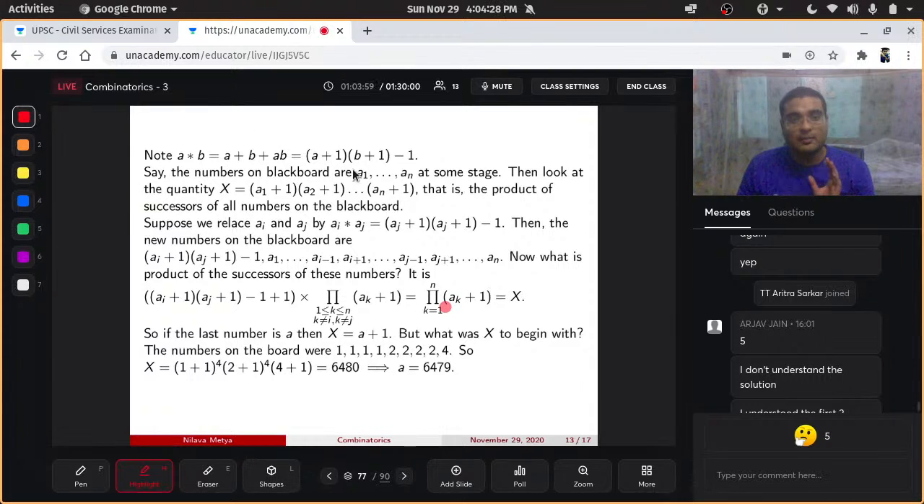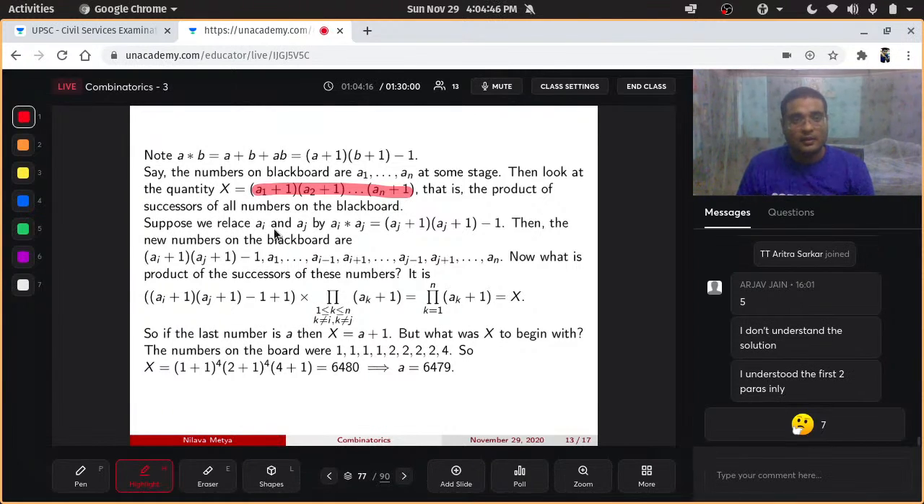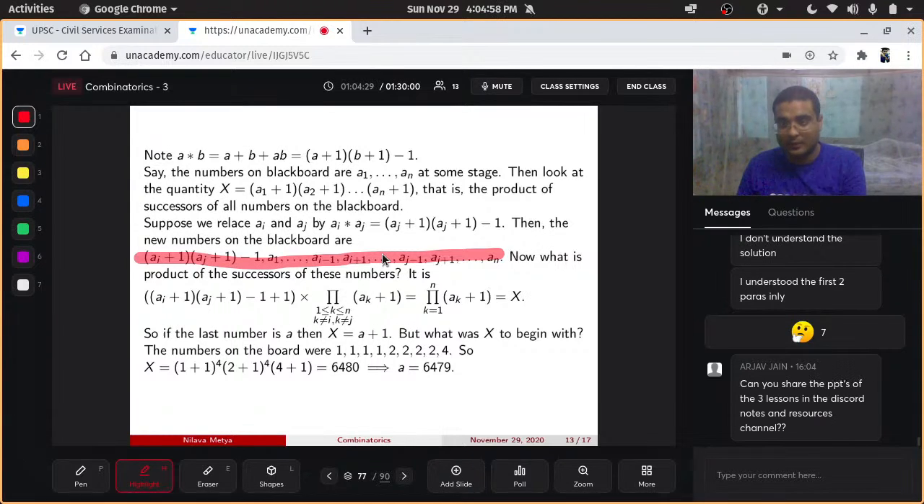So initially the numbers on the blackboard were A1 to AN. The product of successors for those numbers was this: take plus 1 and product. Now I'm saying that you do that operation, pick AI and AJ and exchange them, and the new numbers on the blackboard are this. This is the product of successors for these highlighted numbers that are currently on the blackboard.